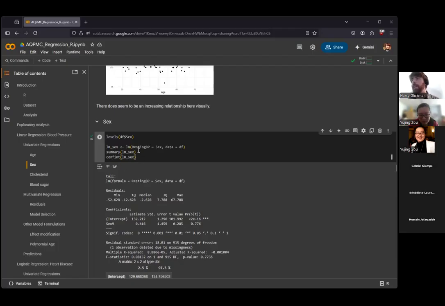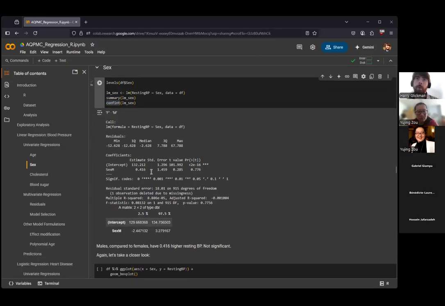in a general sense. So we're going to make a new model with a new formula, which is just blood pressure is a function of sex. Again, we're telling it what the data is. So it's very easy to make these models. And then you just get our summary and our confidence intervals. So what the output's telling us now is that being a male, so being in the M sex category, compared to being a female, which is our reference category, is associated with a 0.4 millimeter increase in blood pressure, which is basically nothing. And this is not a significant estimate because our p-value is high.